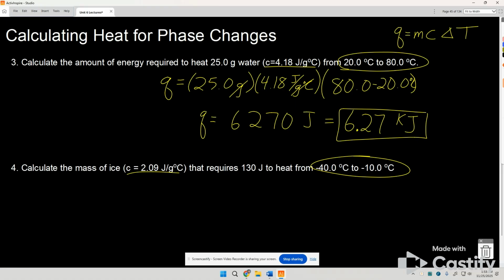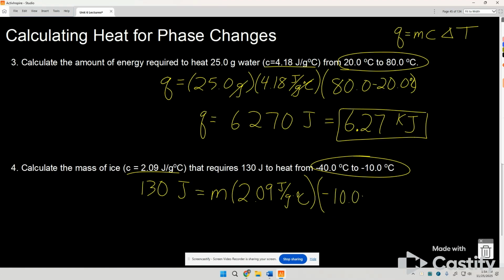Now our other one: what mass of ice would require 130 joules of heat? That 130 joules is my Q, my amount of heat. I don't know the mass, so we're going to solve for that. Our specific heat is 2.09 joules per gram degree C. And my delta T here, I'm trying to go from -40 to -10, so -10 minus -40. My delta T here is 30.